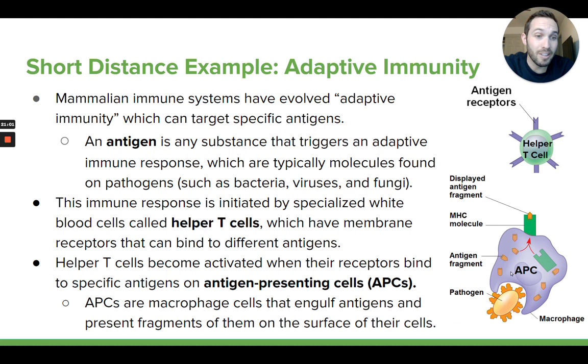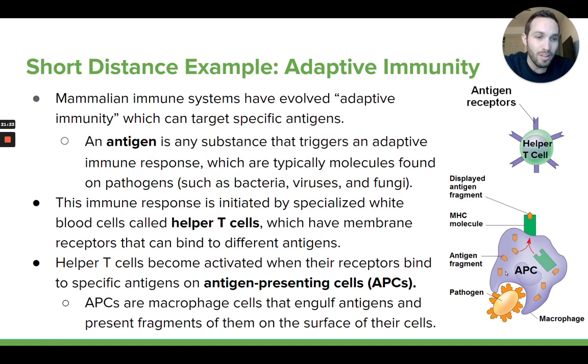They basically go and engulf them. And then in their cells, they break apart those pathogens into tiny pieces. And then they actually take those tiny pieces and display them on their cell membrane. So they'll take these tiny pieces, which are now the antigens. These are certain molecules from the pathogen that might trigger an immune response. And they present those on their cell membrane.